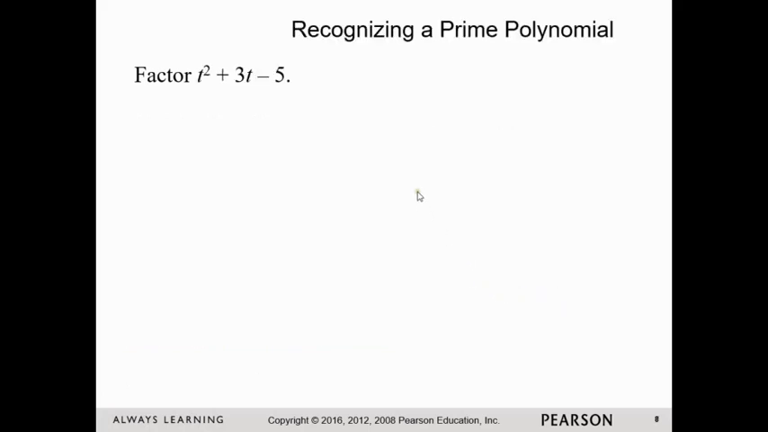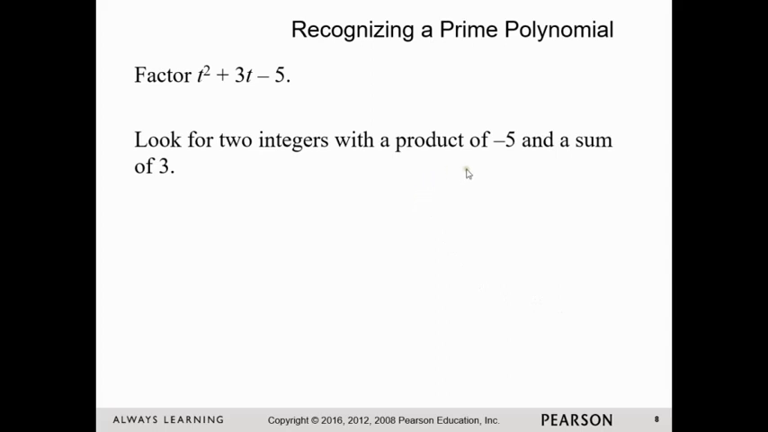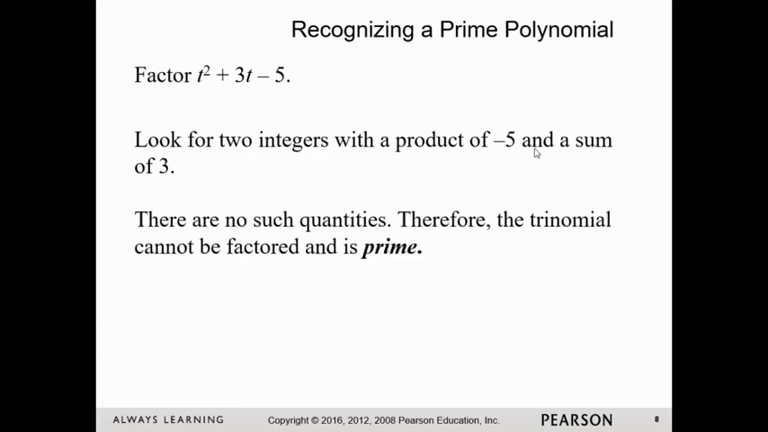So we're looking for integers with a product of -5 and sum up to -3. The only factors of 5 are 1 and 5, and there's no combination of negative and positives that would sum up to 3. So we call this trinomial prime because it will not factor.